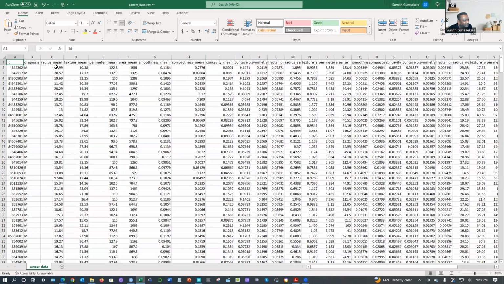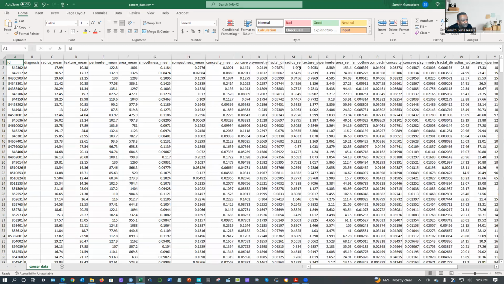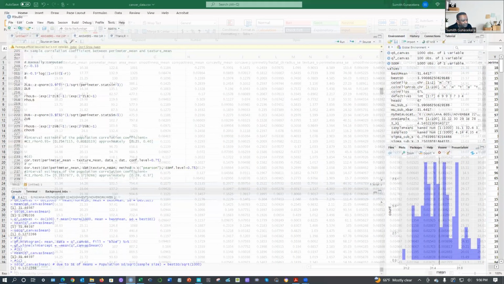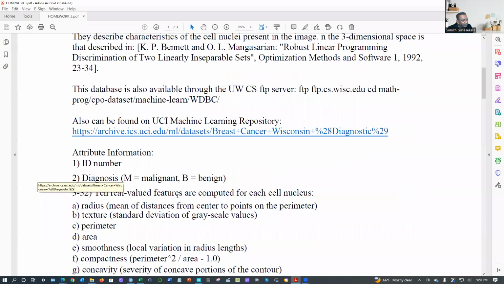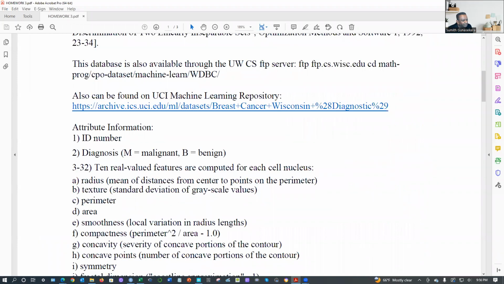And radius standard error is the same. Radius standard error is nothing but the standard deviation of that measurement. So that's the average radius. Radius is nothing but the average, the mean of the distances from the center to the points. It's the mean. Then you get the radius.